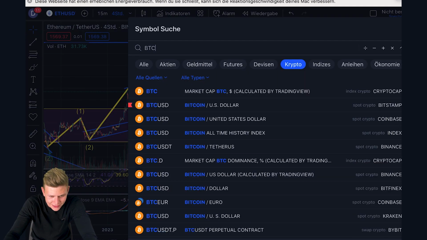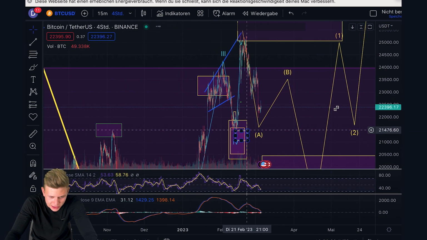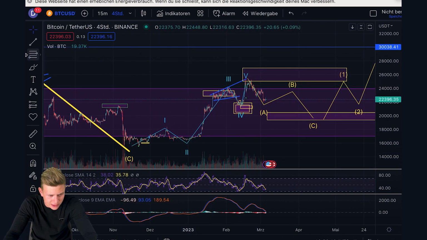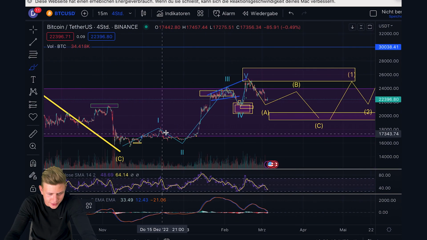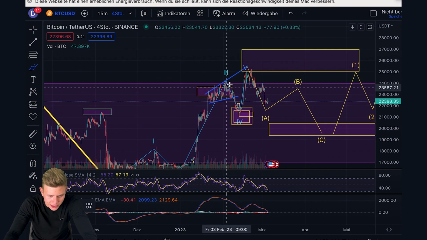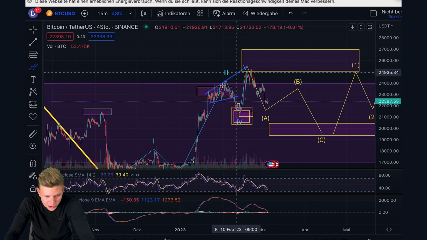If we're looking at the Bitcoin chart next, you can see that I have the same expectations there. Of course, I've been tracking this 5-wave move on the channel since the existence of this channel. So this was fulfilled perfectly. We hit the wave 3 target area, the wave 4 target area, the wave 5 target area. I told you we will go down.